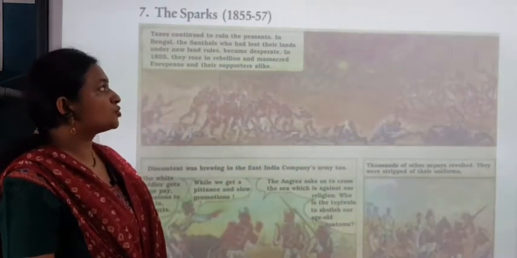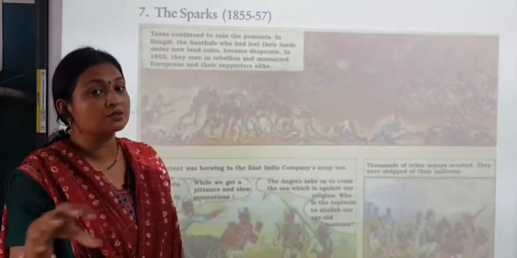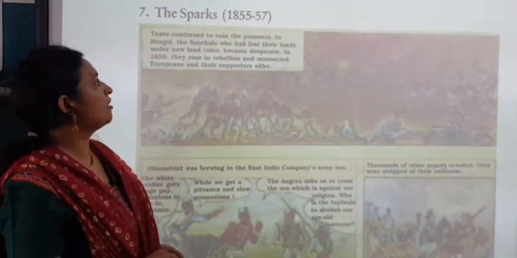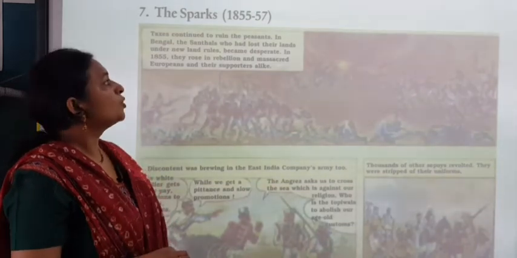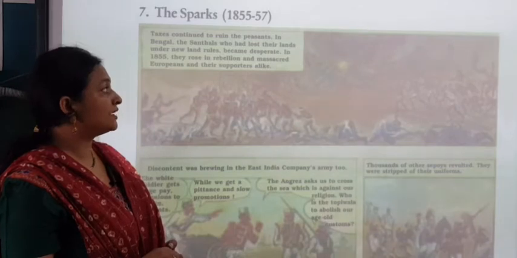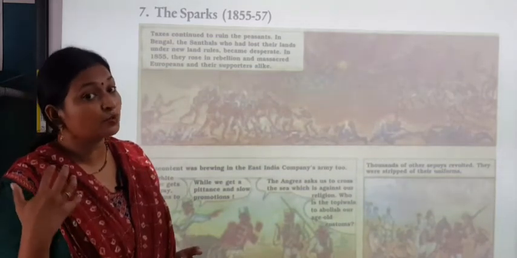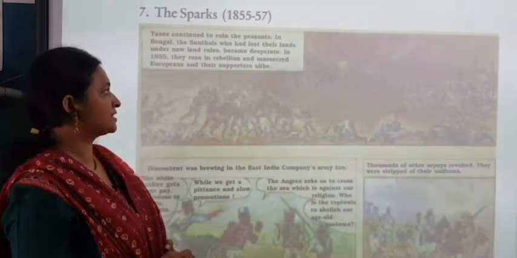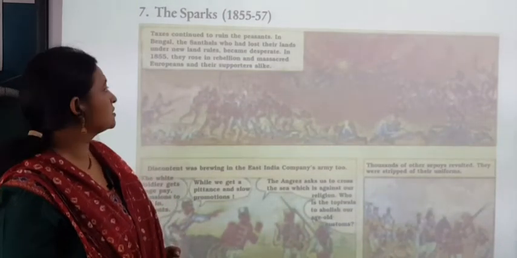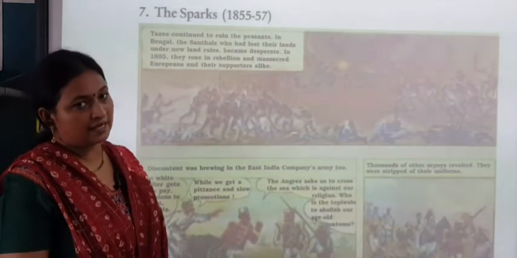Taxes continued to ruin the peasants. Ruin means to destroy, and peasant means the owners of a land. In Bengal, the Santhals, a group who had lost their lands under new land rules, became desperate. In 1855, they rose in rebellion. Rebellion means to go against authorities, and massacred, that means killed Europeans and their supporters alike.